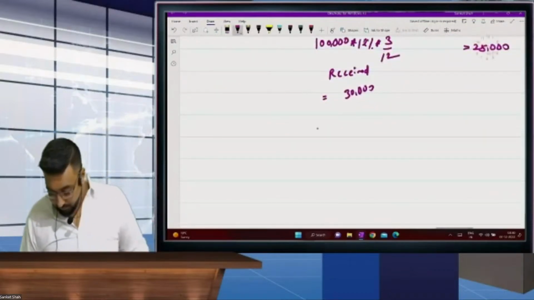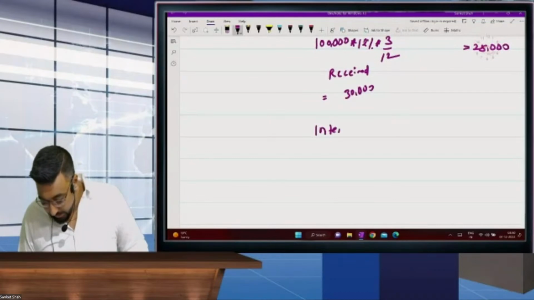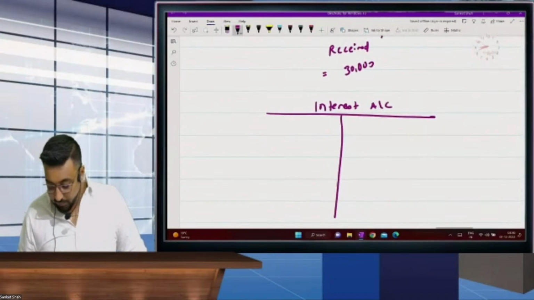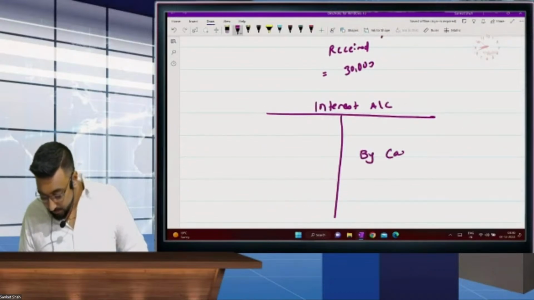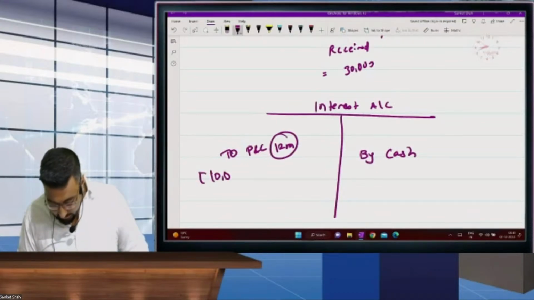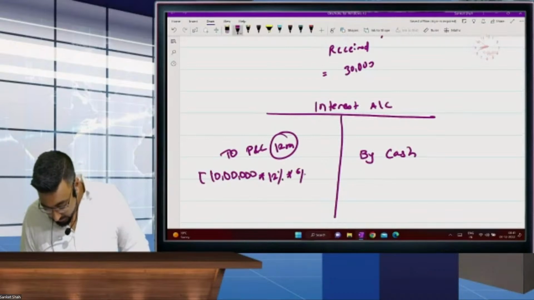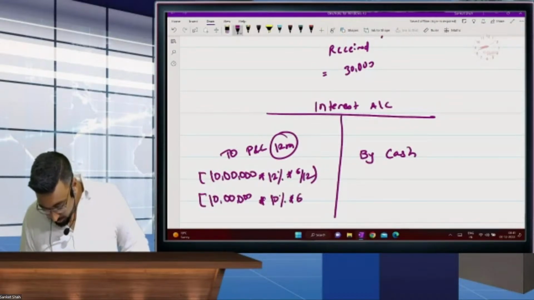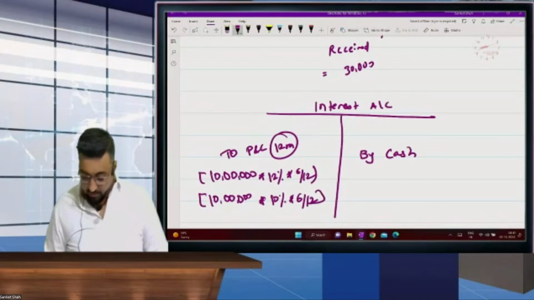See, second year interest account. By cash to P&L. P&L 12 months: 10 lakhs at 12% for 6 months. This is income. And 10 lakhs into 10% into 6 months. 12 months. हो गया. P&L is very easy.